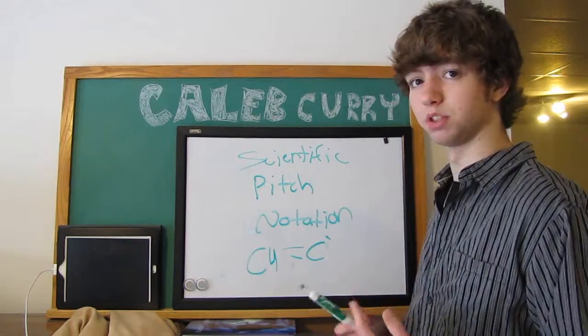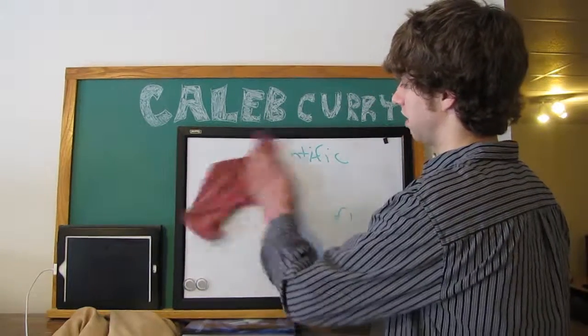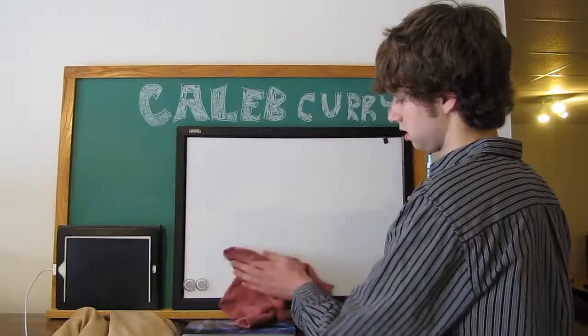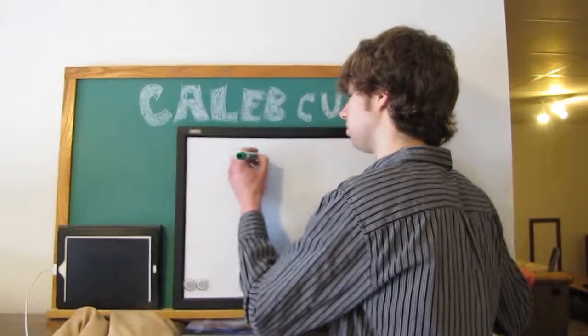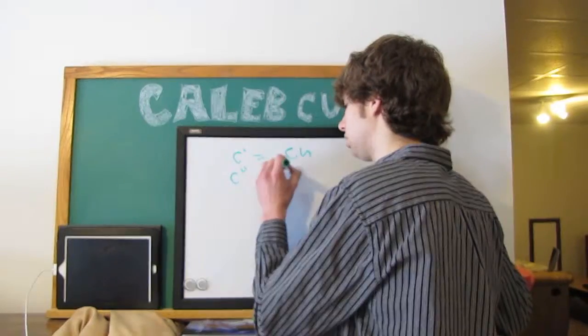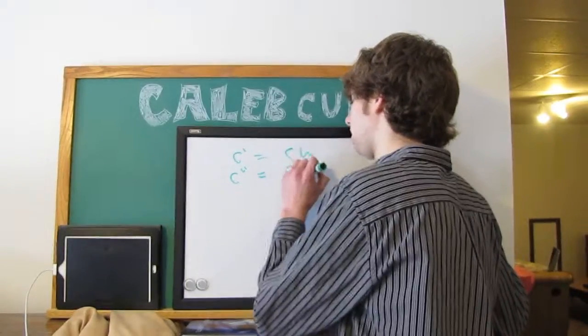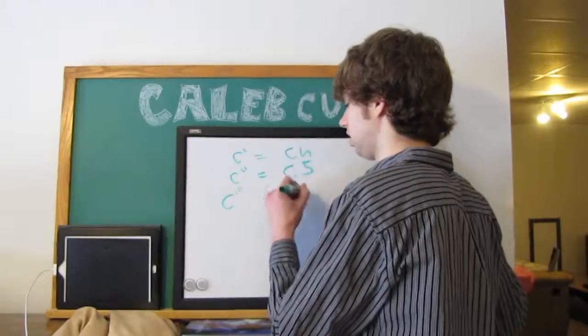So now we're just doing the same concept except with numbers. So let me erase all this. C tick is the equivalent of C4. C double tick equals C5. C triple tick equals C6.